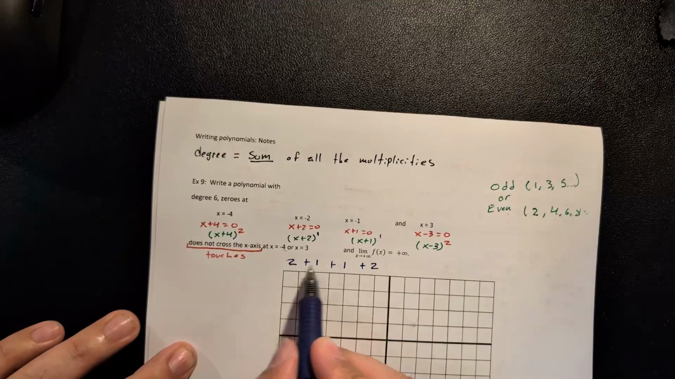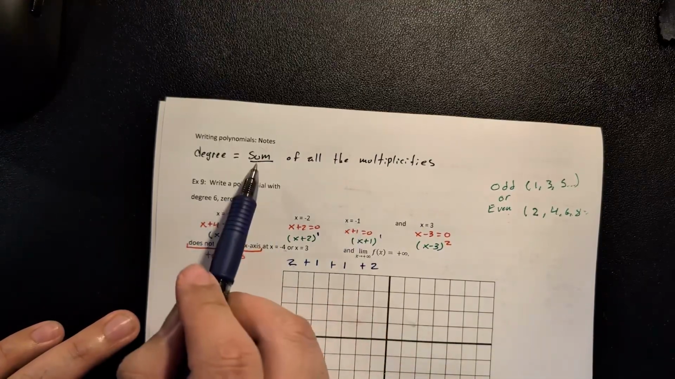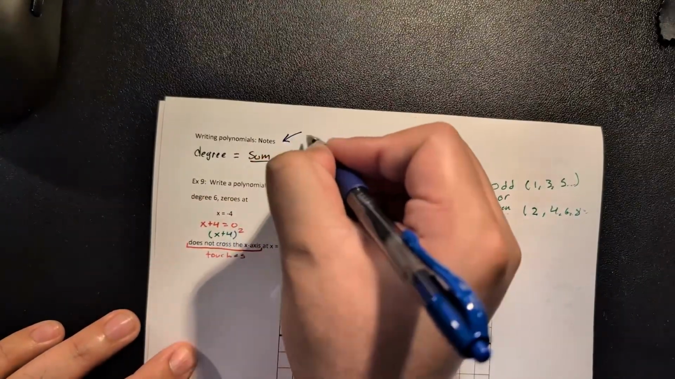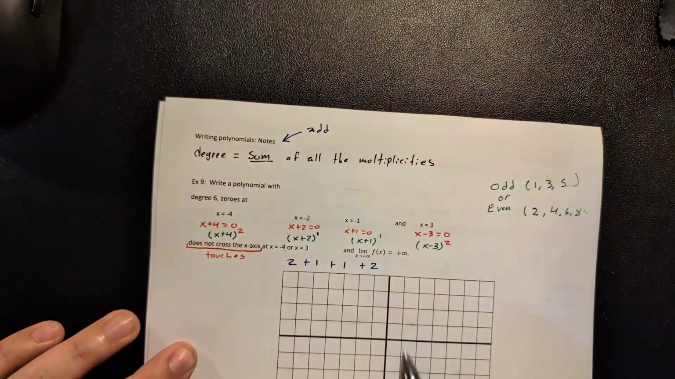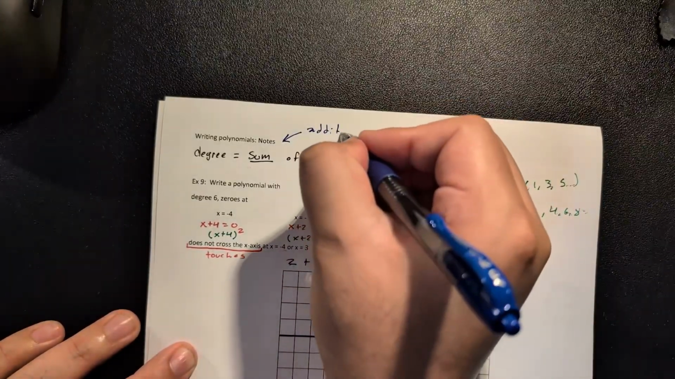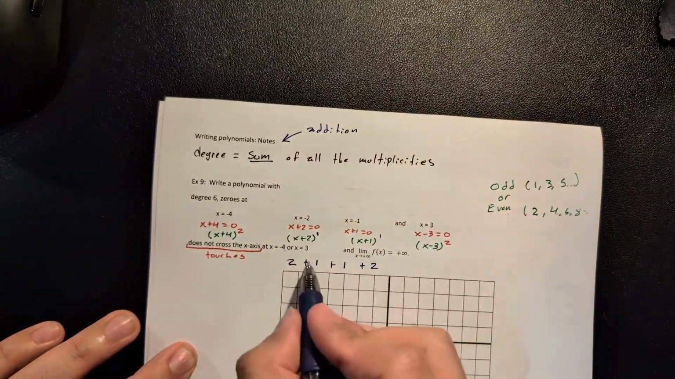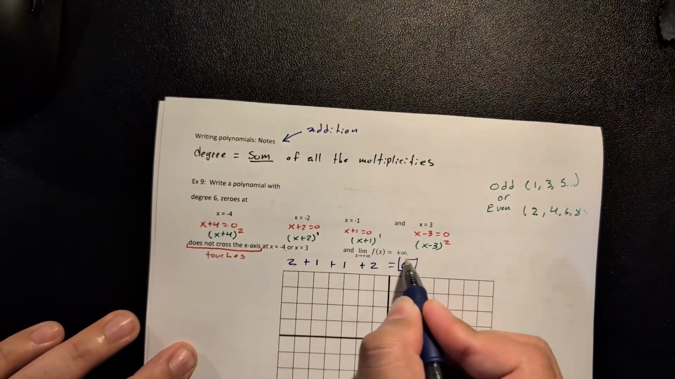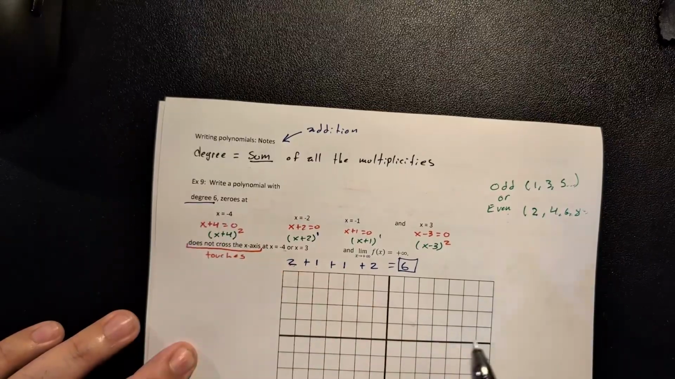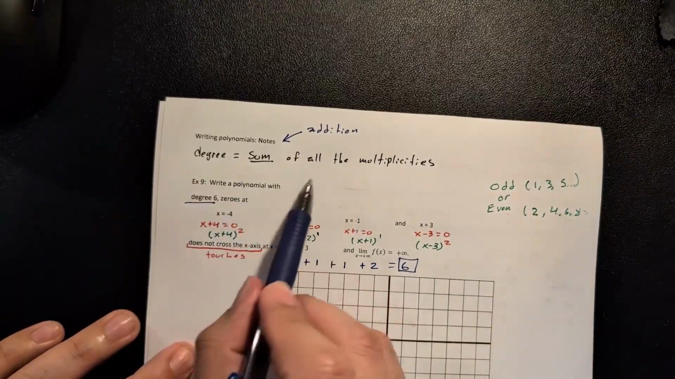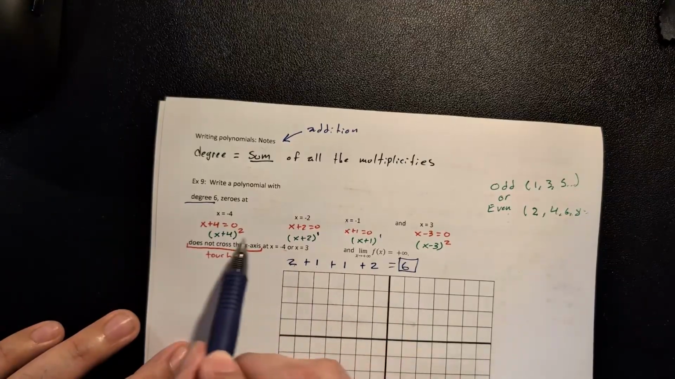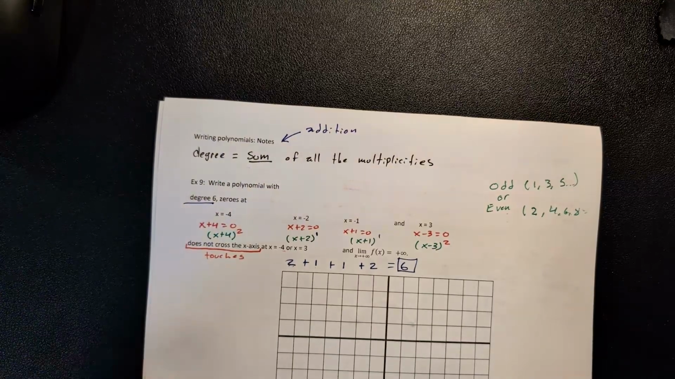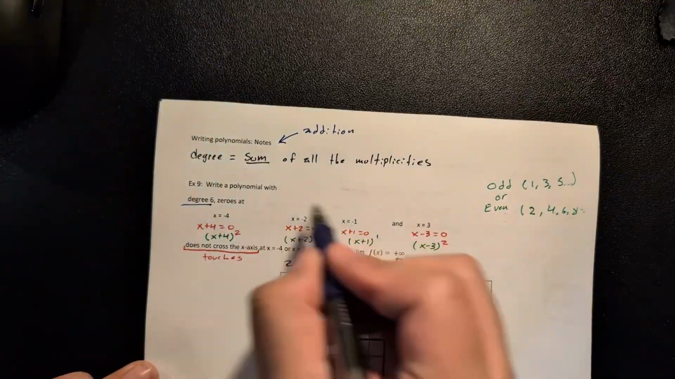So if we add up the multiplicities, if we find the sum, sum means add, or addition of all the multiplicities. So we have 2, 3, 4, 5, 6. This is what our degree 6 is. It means if I add up all of our multiplicities, it should add up to our degree. Okay, so writing a polynomial.